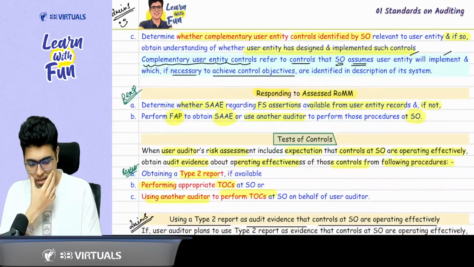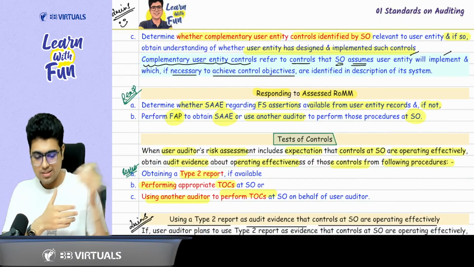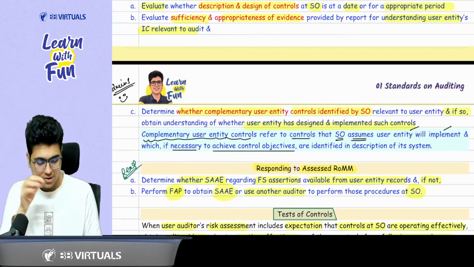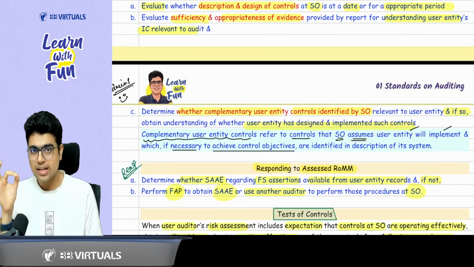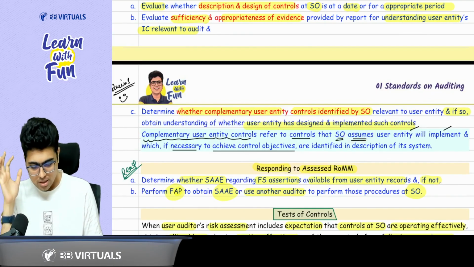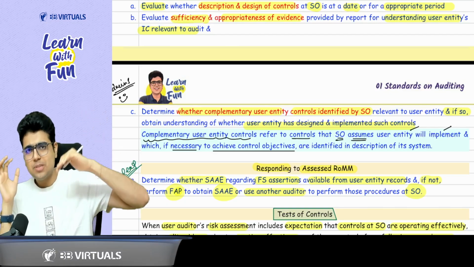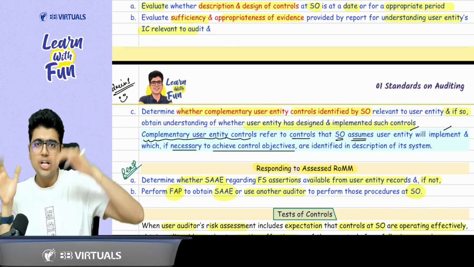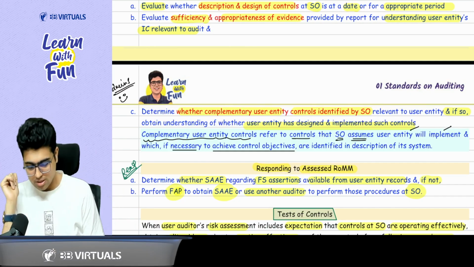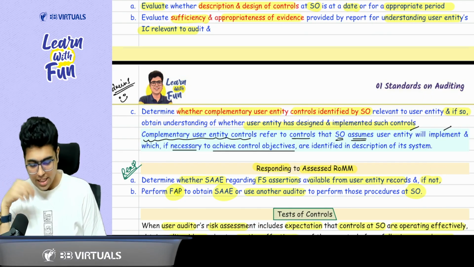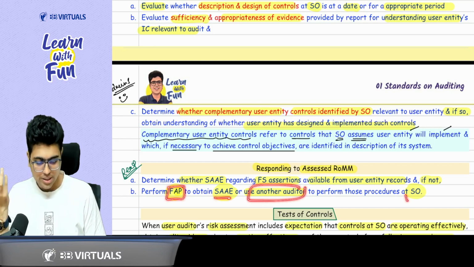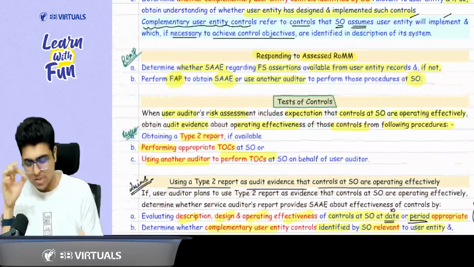Then it says definition of complementary controls. You can just read through it. That refers to the controls that the service organization is assuming are necessary to achieve the control objectives given in the service organization system. Now, since you have done the risk assessment, that means you have taken the understanding of control. Now you can move towards the testing of control. So see whether you got sufficient and appropriate evidence regarding the financial statement assertions from the user entity records. If not, then you can do further procedures yourself to get the evidence, or you can use another auditor to get the evidence. This part you just need to read.